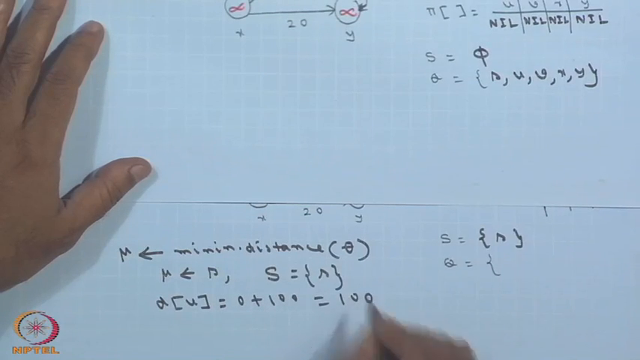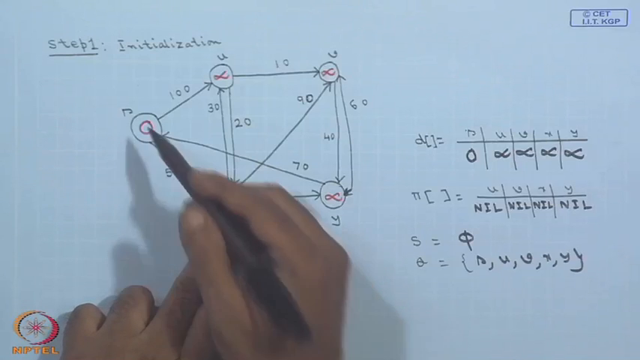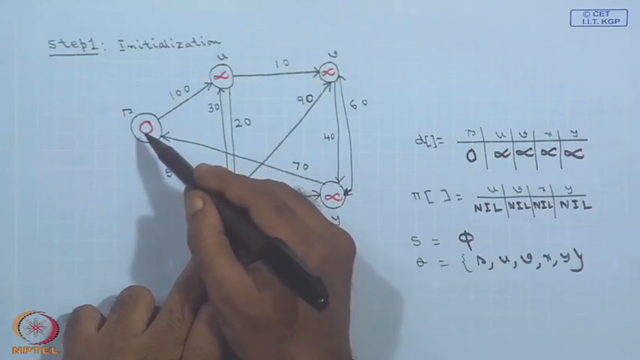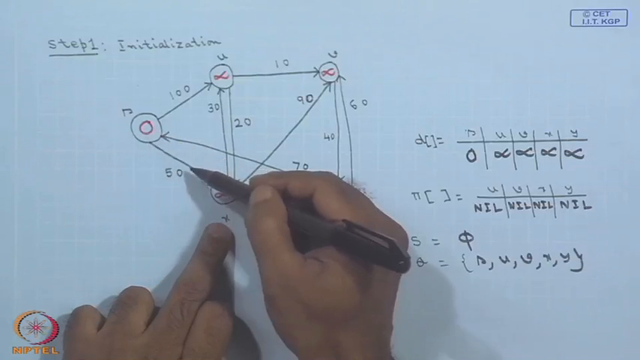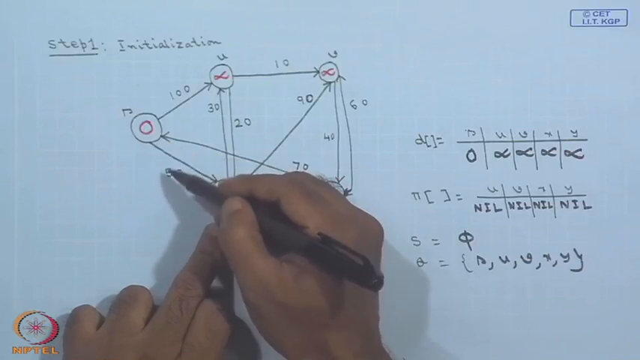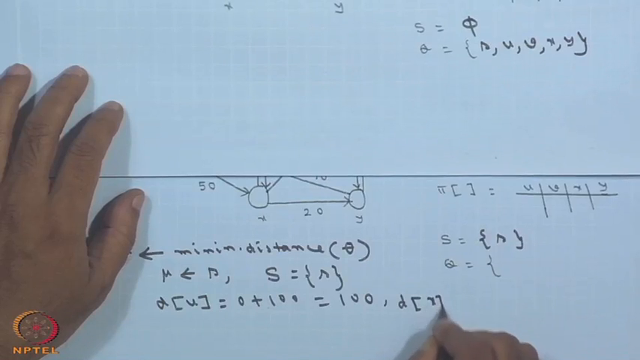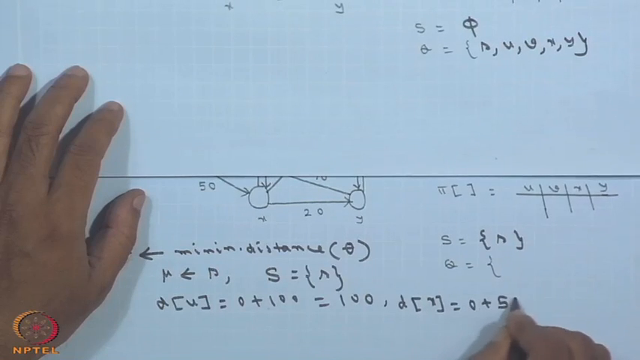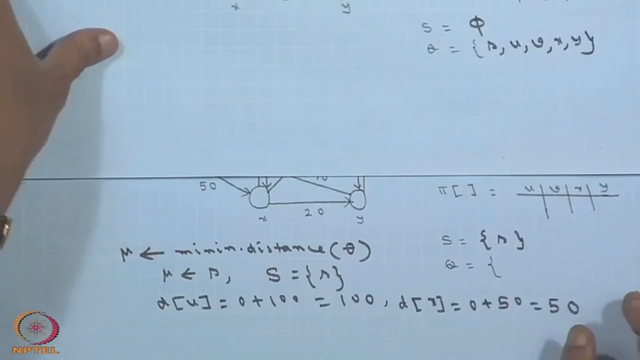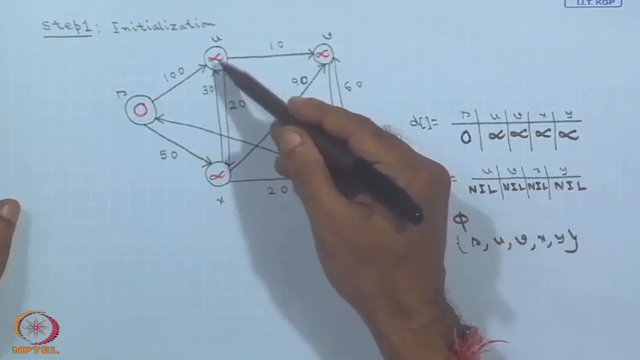So this equals 100, and in the same way I have to calculate dx. What will be dx? The predecessor is S. What is the value of vertex S? It is 0, plus the weight of the path S to x, that is 50. Therefore dx equals 0 plus 50, and that equals 50. So now you got a change: the distance of u and the distance of x are no longer infinite, so they are now fixed.